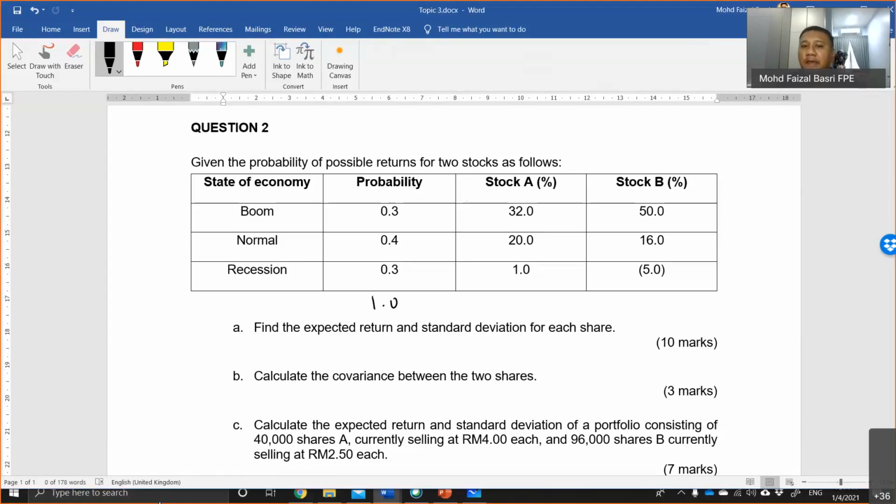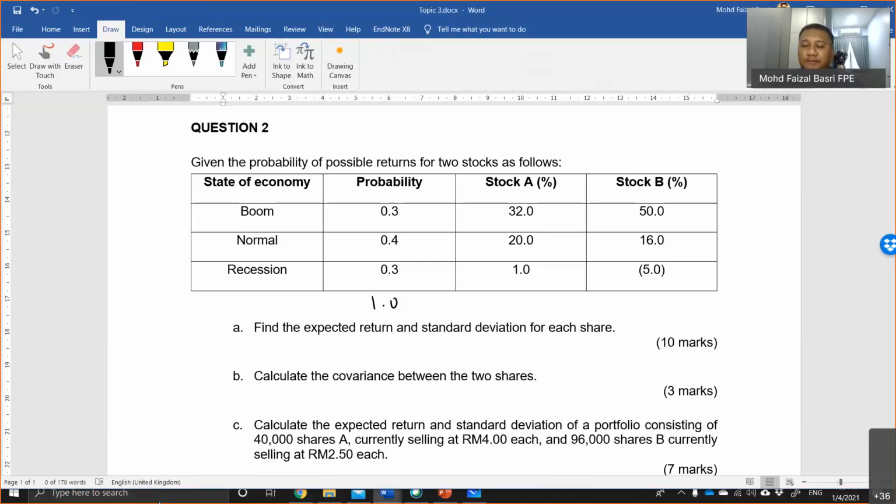Here we have 2 stocks, stock A and stock B, with different rates of return. The one in brackets represents a negative return. So for stock B, during a recession, you may end up with a negative return. But during the boom time, what we call the best possible economy, they offer the highest rates possible, 32% and 50% respectively.